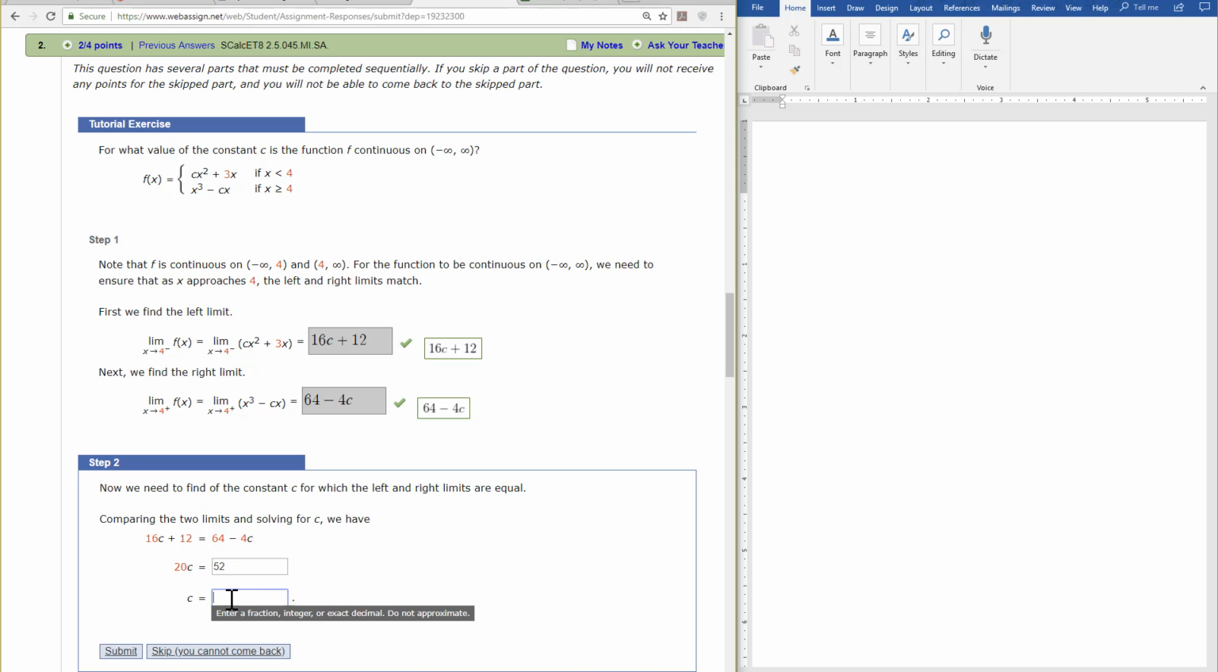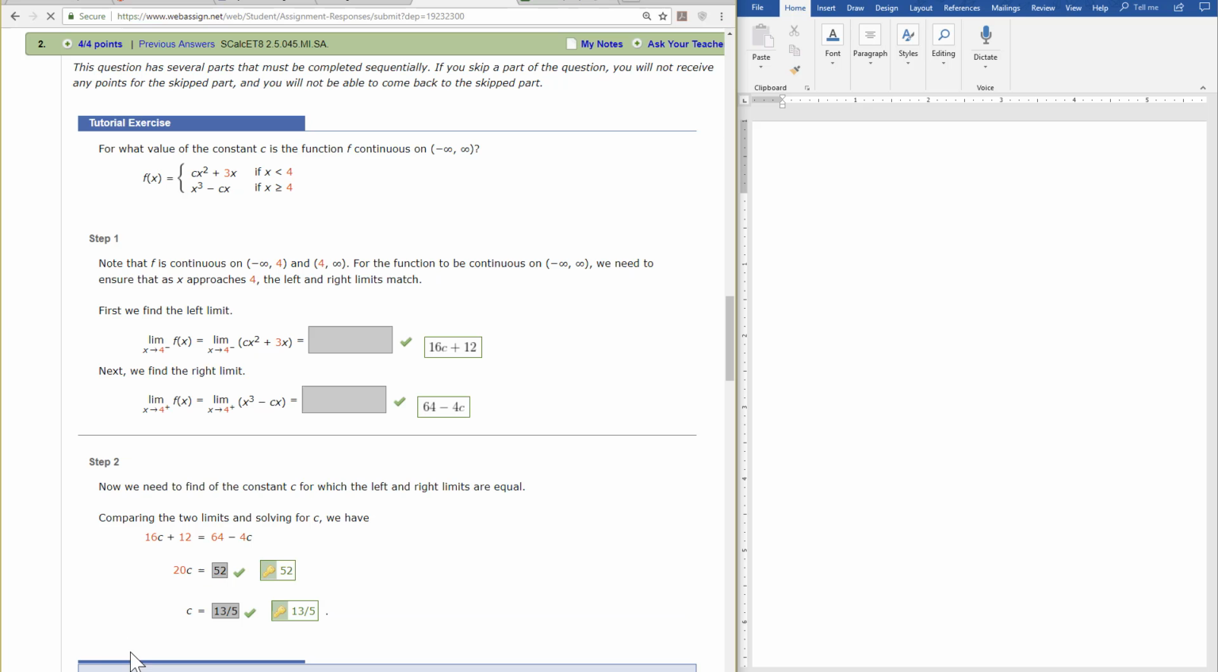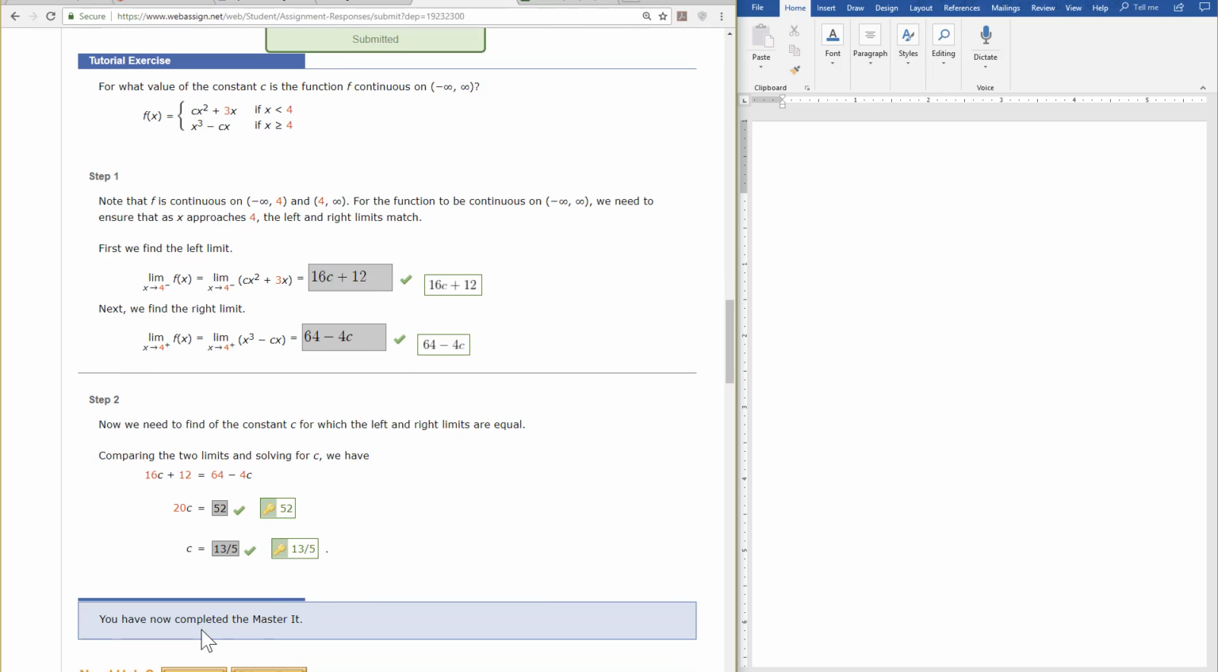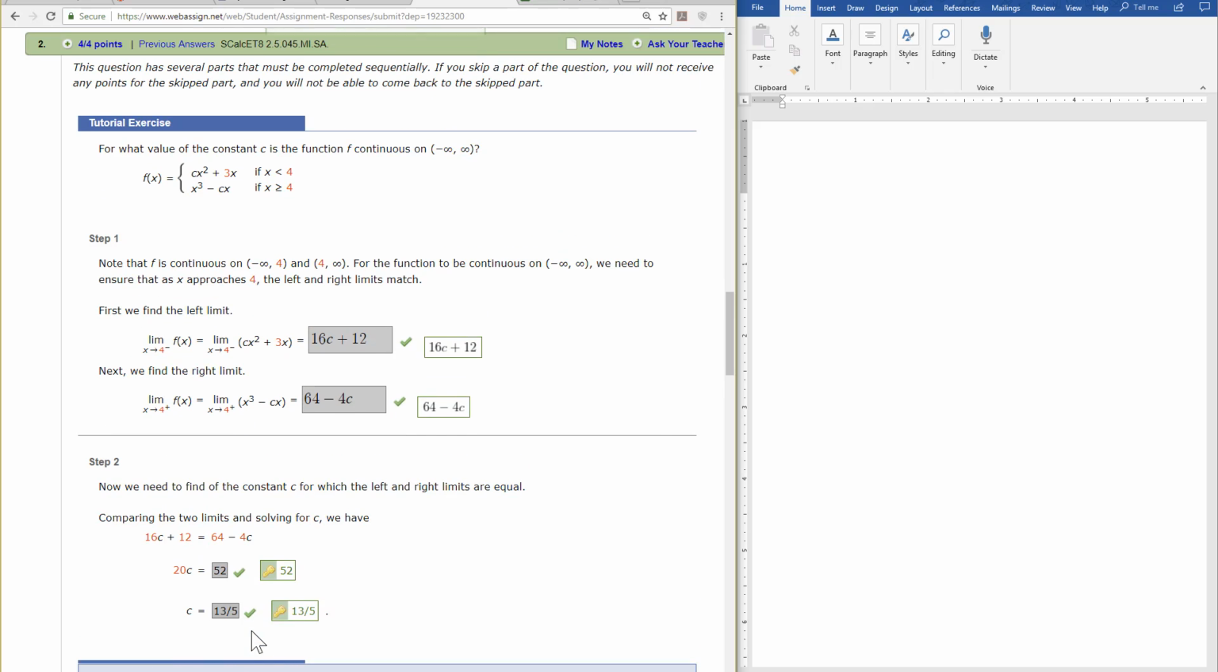And then when we solve, enter fraction, integer, exact, do not approximate. So 52 divided by 20. I think 4 goes into 52 13 times, and 4 goes into 20 5 times. So 13 fifths. Okay, so we've completed this particular problem.